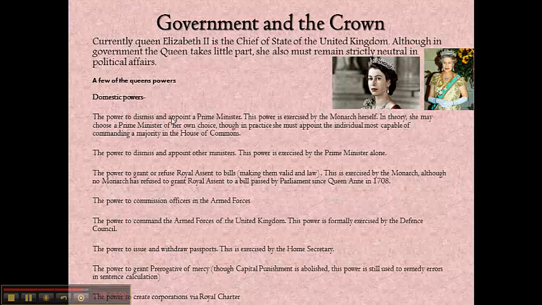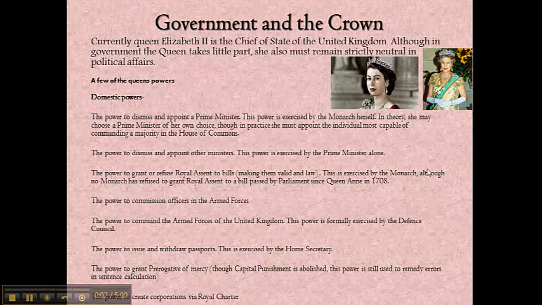The power to dismiss and appoint a prime minister. This power is exercised by the monarch herself. In theory, she may choose a prime minister of her own choice, though in practice she must appoint the individual most capable of commanding a majority in the House of Commons.